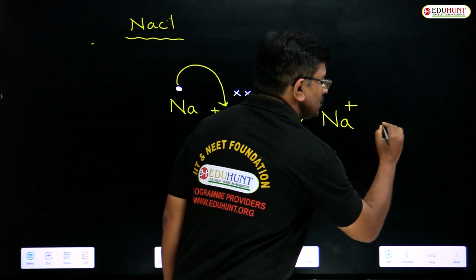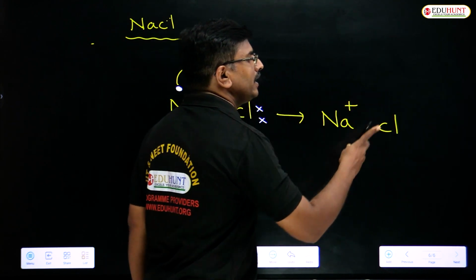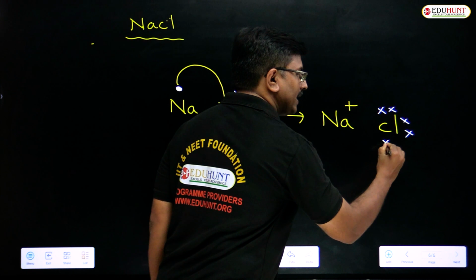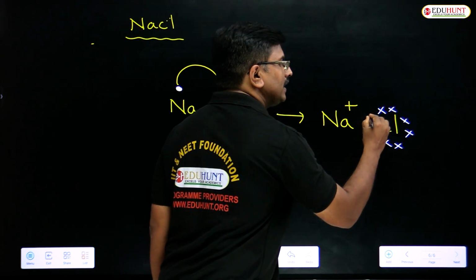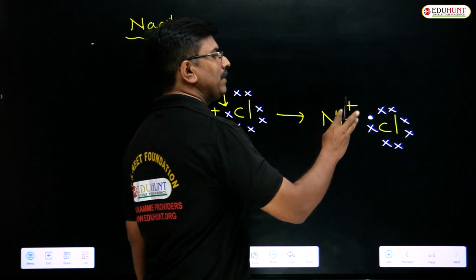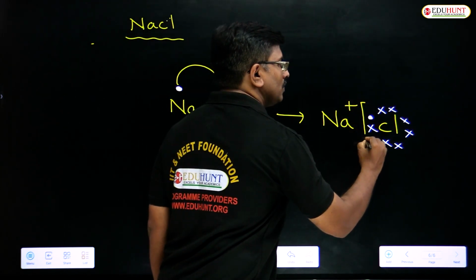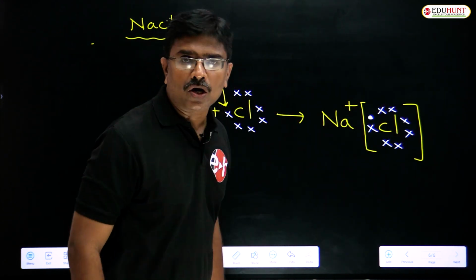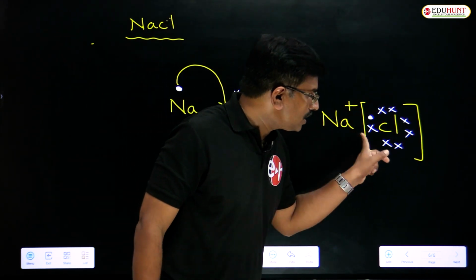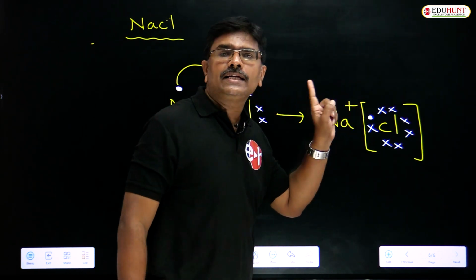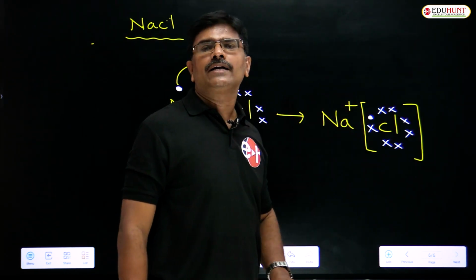Now observe the situation at chlorine. The chlorine has got 7 electrons in its valency shell already, and 1 electron is obtained from this neighboring sodium atom. So this has now completed its octet. That means it has now got 8 electrons. The point is, 1 electron is present extra in this chlorine atom now.